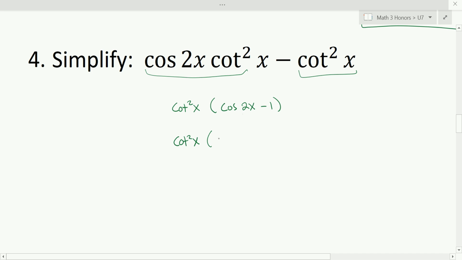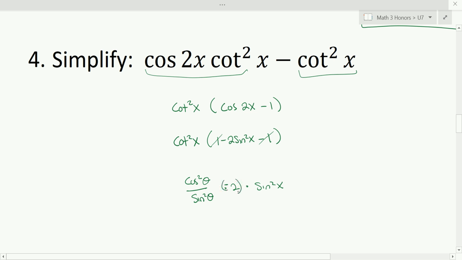So cosine 2x is the same thing as 1 minus 2 sine squared x minus 1. And we chose that one so that we can do 1 minus 1. And so now I'm going to change cotangent to cosine over sine. They're both squared. And it's times 2, and then it's times sine squared x. So the 2 is, and it should be negative 2.